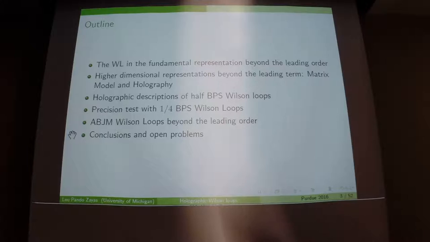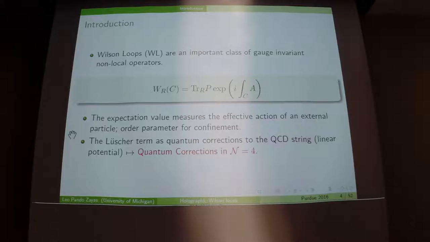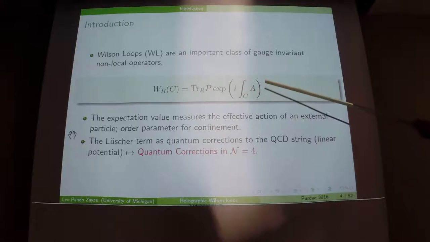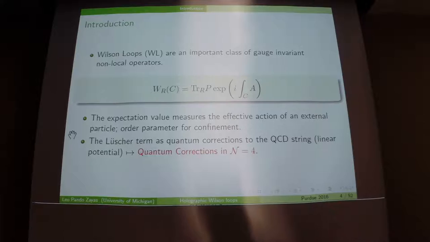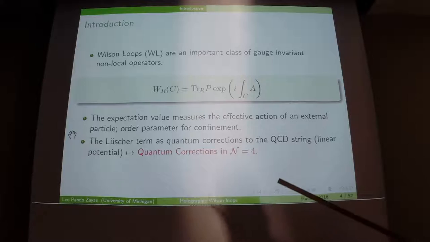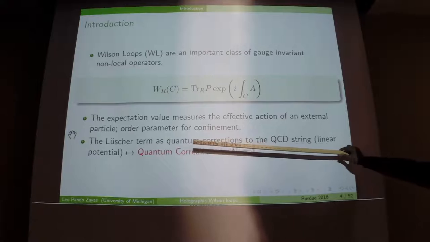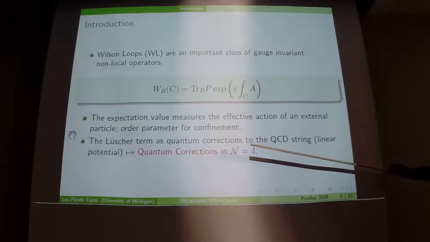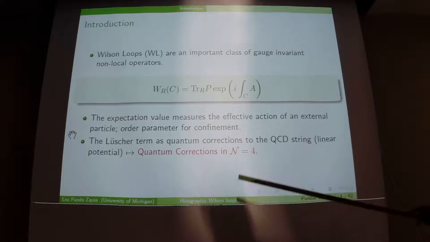So Wilson loops are, again, very important operators in any gauge theory. In particular, they are order parameters for confinement. We know and love these objects. This is the standard definition. What I'm interested in, and this is what I want to emphasize, is understanding how to evaluate this object beyond the leading term. In QCD or in a more realistic theory, this is like computing the Lüscher correction to the quark-antiquark potential. So this is what we are going to do.